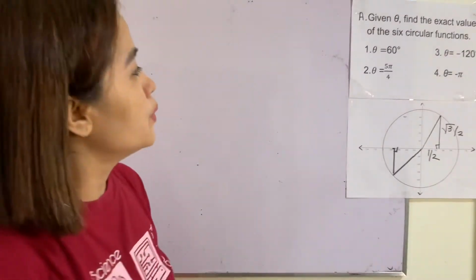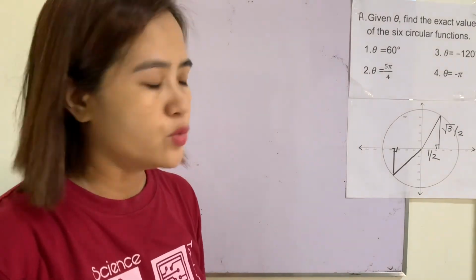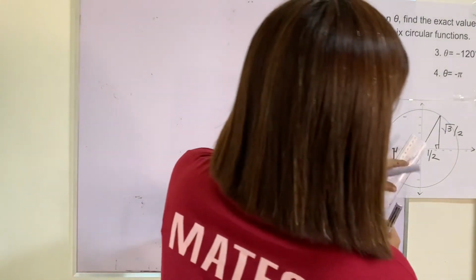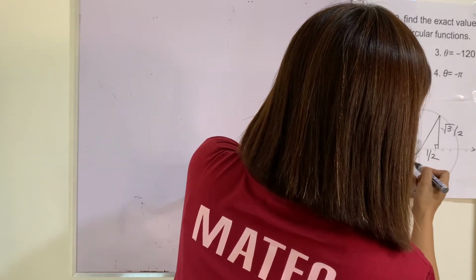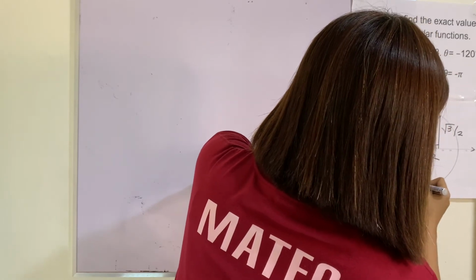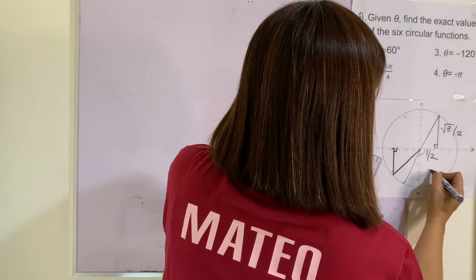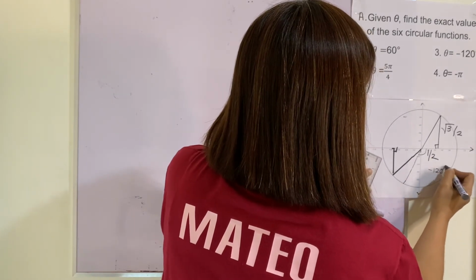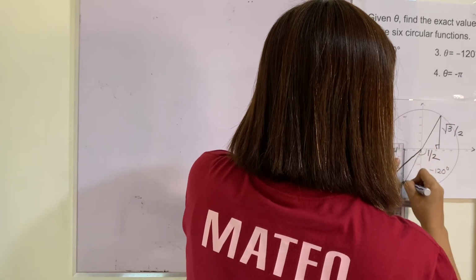Number 3, we have negative 120 degrees. Where is negative 120 degrees here? So the rotation of the angle is of course clockwise this time. So this one is of course our negative 120 angle. And of course, as I have said, always connect it to the x.